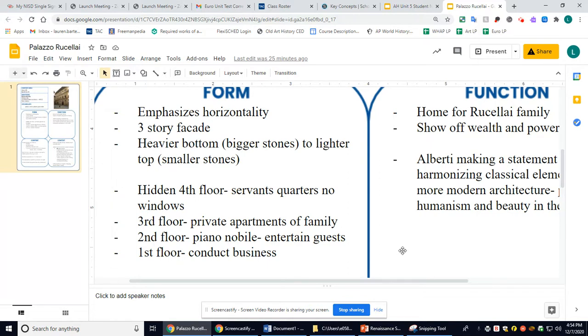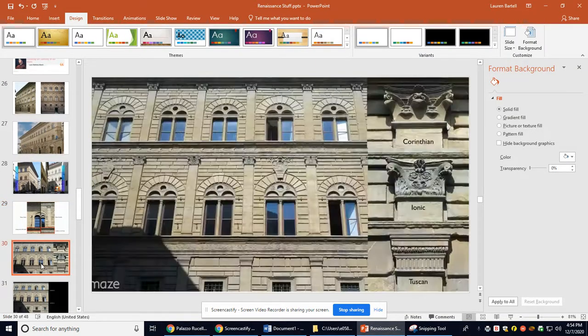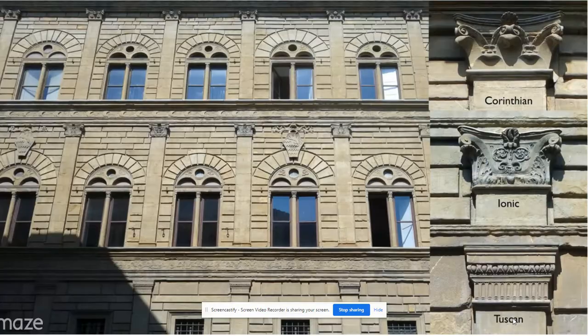All right, let's examine the features of the building itself. So, one important thing to note is that it has 3 different types of columns, and you can see them here, but then you can also see a close-up over here. So on the ground floor, there are Tuscan columns, then Ionic, so you can see a little bit of scroll here, and then at the top, Corinthian. So there's a progression from Tuscan, Ionic, Corinthian.